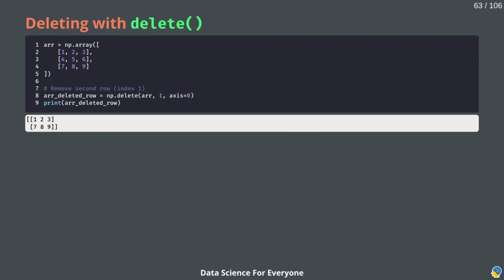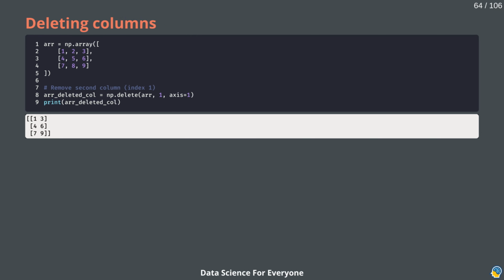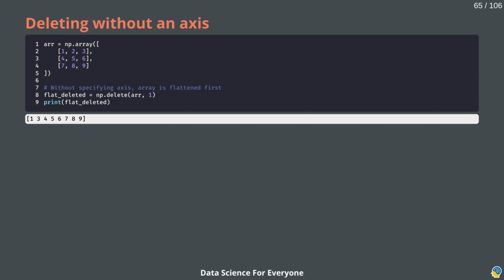To remove elements, we can use np.delete. It takes 3 arguments: the array, the indices to remove, and the axis. For example, removing the second row in a 2D array means using index equals to 1 and setting axis to 0. To delete columns, use axis equals to 1 as demonstrated here. If we skip the axis argument, NumPy flattens the array before deleting. This often leads to unexpected results, so make sure you always specify the axis unless you want that flattened behavior.